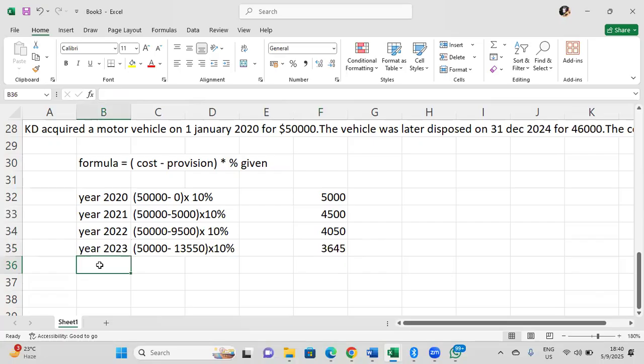So we repeat the same for 2024. You can quickly try for 2024, then we do it together. So for 2024, it would be what? Quickly complete for 2024.